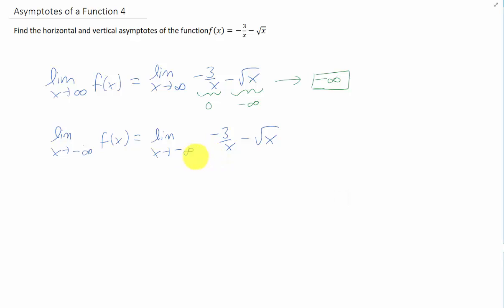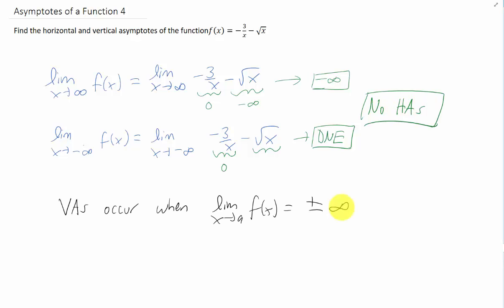The limit of this function as x approaches negative infinity, well, this piece right here would go to 0. But you'll notice that this piece right here doesn't really make any sense. If x is a very, very large negative number, well, we can't take the square root of a negative number. It's not real, so this limit does not exist. Again, that does not give us any horizontal asymptote, so we have no horizontal asymptotes.